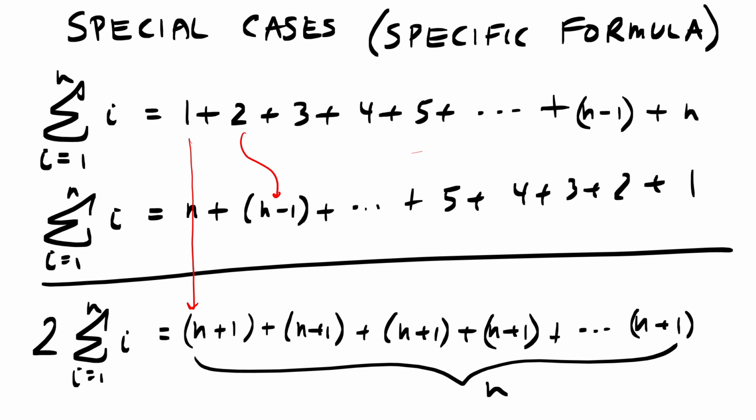So now can I get what we call an explicit formula? Can I get an explicit formula for this? Yeah, it's going to be n plus 1 times n. True? We're just multiplying now.